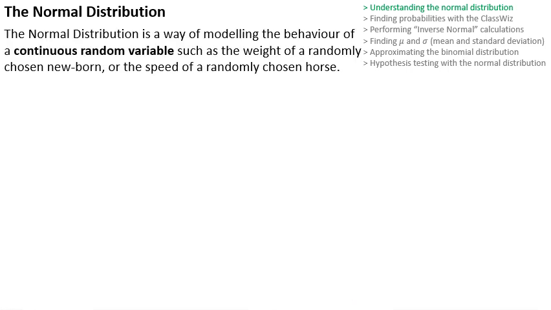So the normal distribution is a way of modeling the behavior of a continuous random variable. A good example here would be the height of a person, or the length of a hamster, the weight of a randomly chosen newborn baby, or the speed of a randomly chosen horse. We're thinking of this in a sense like throwing a dice or tossing a coin a bunch of times. There is an element of randomness built into this, so that if you are to select a member from a population, then there should be something you can measure about that, and it's the measurement itself that we're interested in making probability statements about.